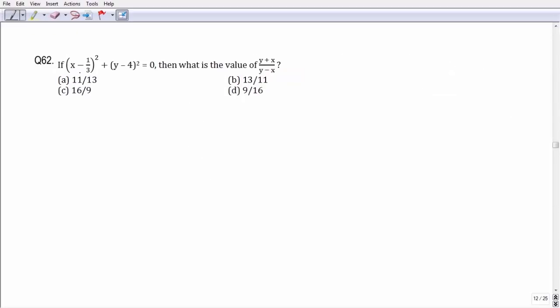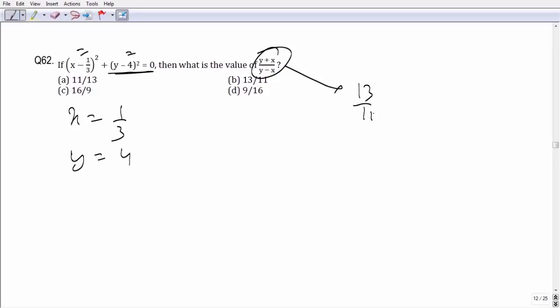Now it says that from the given quadratic equation we have to find out the value of this particular expression. Now since we know that the sum of two positive numbers, now these two values will always be positive, and for their sum to be 0 the individual values have to be 0, with which the value of x turns out to be 1 by 3 and the value of y turns out to be 4, with which we can calculate the value of this particular ratio very easily as 13 by 11, leaving behind option number B as your answer.